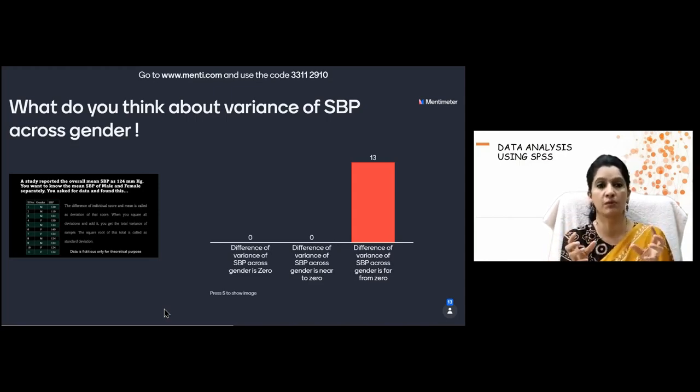So it is near to 0, and that's why the concept of homogeneity of variance: when the difference of variance across the groups is very similar, that is known as homogeneity of variance. That means both the populations from which the samples have been drawn have the same variance, meaning we have drawn the samples from the same population. So that's why they are comparable.